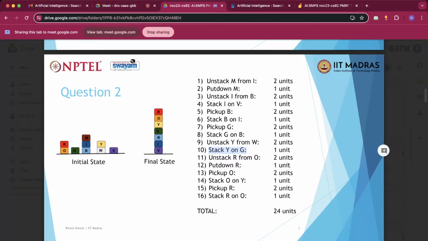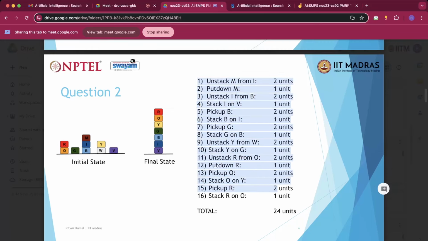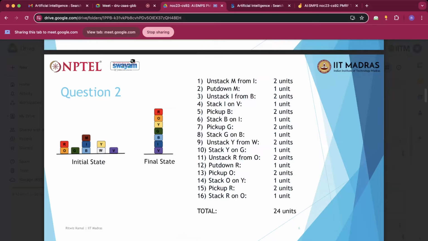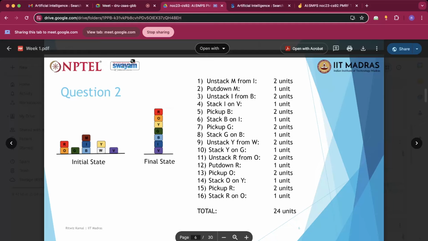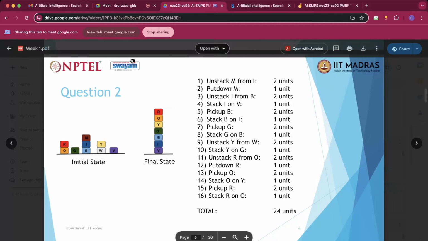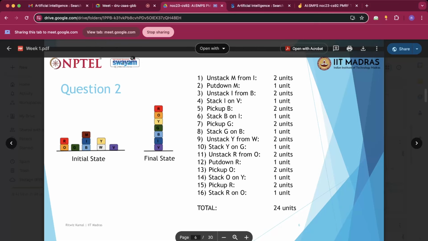Okay, and we proceed in a similar fashion until we have R O Y G B I V in that particular order in the final state. These are all the set of 16 actions that we have to follow in order to go from the initial to the final state in the shortest possible way. Once you sum up all the time units over here, you will see that it is 24 units of time. So this is the final answer solution to the problem.